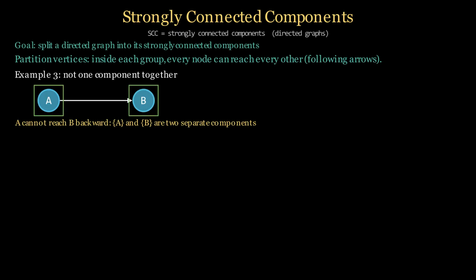If the only arrow is from A to B, you cannot walk from B back to A. So A and B are not mutually reachable in both directions. Each vertex sits in its own strongly connected component. Later we will walk through Kosaraju's algorithm and Tarjan's algorithm to find strong components in linear time.